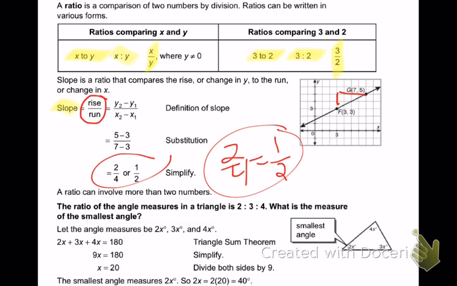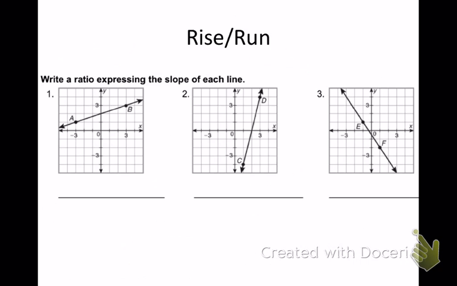You can also use the ratio of angle measures in a triangle. For example, down here, the ratio of the angle measures in a triangle is 2 to 3 to 4. What's the measure of the smallest angle? That's like saying I have 2x, 3x, and 4x. Because it's talking about the angles in a triangle, what do the angles in a triangle always add up to? 180. So I would set 2x plus 3x plus 4x equal to 180 and solve for x. So you can use ratios to help us solve problems.